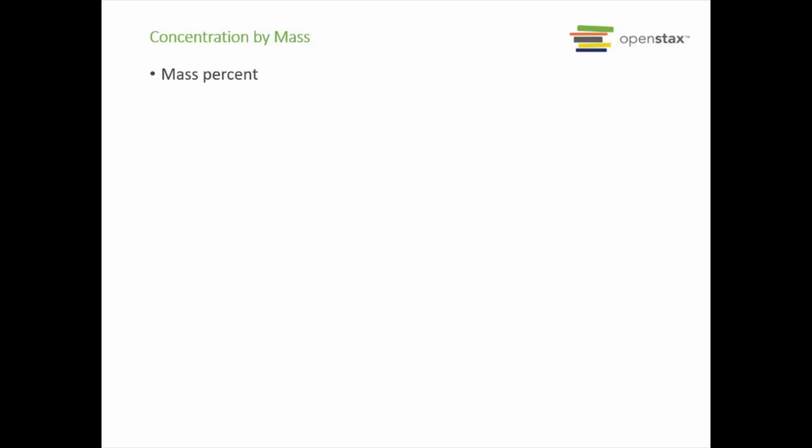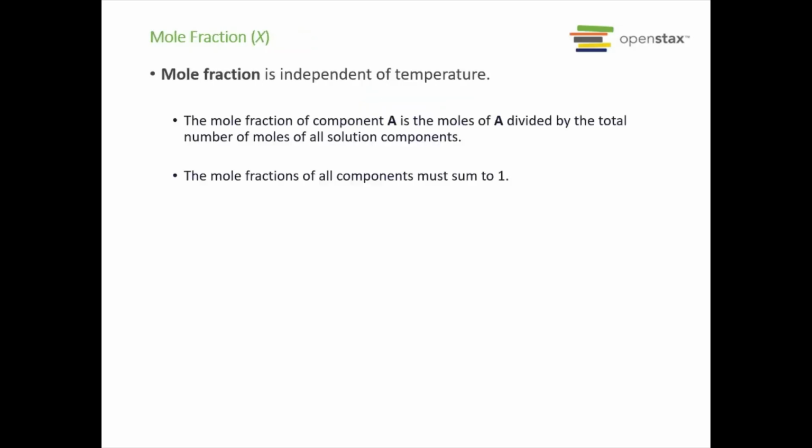Okay, we also have mass percent, which is grams of solute over 100 grams of solution. Again, that can be altered by something like temperature. However, mole fraction is independent of temperature. So if you have some component A, its mole fraction is the moles of A divided by the total number of moles of all the solution components. So that includes your solute as well. So when you add up the mole fractions of all the components, it is going to equal 1.